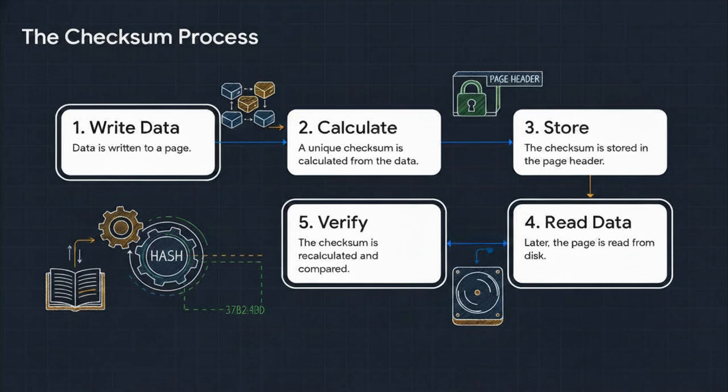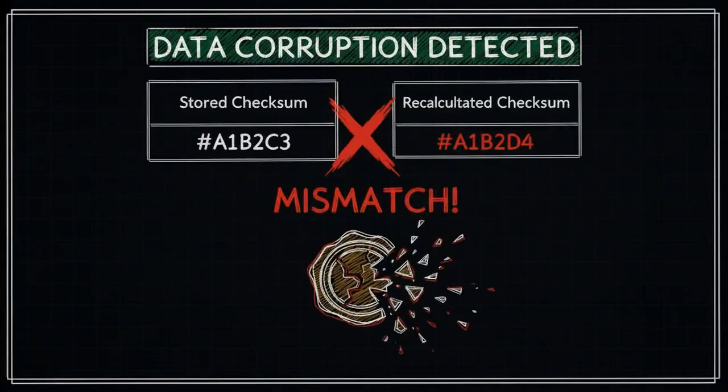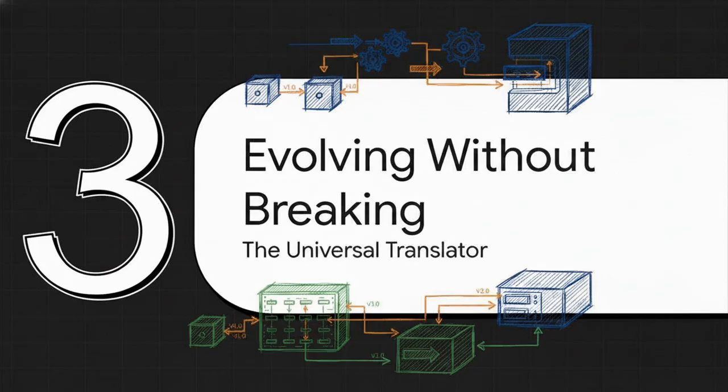So later on, when the page is read back, the system just recalculates the checksum and compares it to the value it stored earlier. And here's the crucial part. If those two values don't match, bam, the system knows instantly that the data is corrupt, that the seal has been broken. It's an immediate red flag that prevents a potential catastrophe. So we've secured our data's integrity.